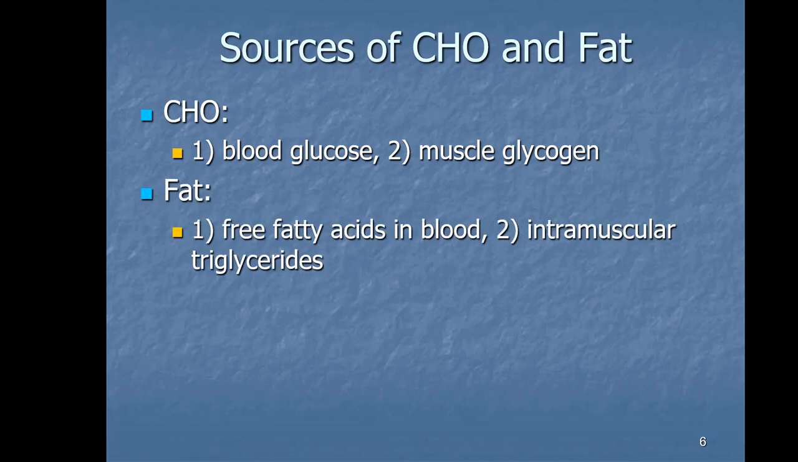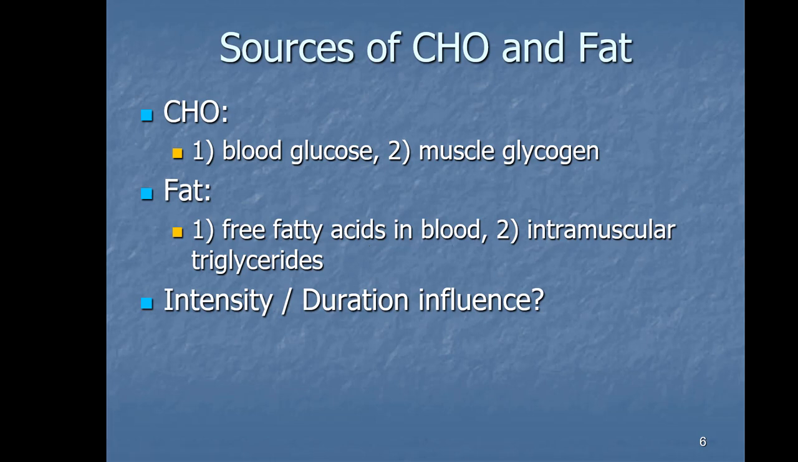And then as far as fat, it's kind of the same thing. We do have some fat stored in skeletal muscle. We call that intramuscular triglycerides. And then we also have fat that comes from elsewhere in the body. We'll just say those are free fatty acids in the blood, and those could just be coming from adipose tissue elsewhere in the body.